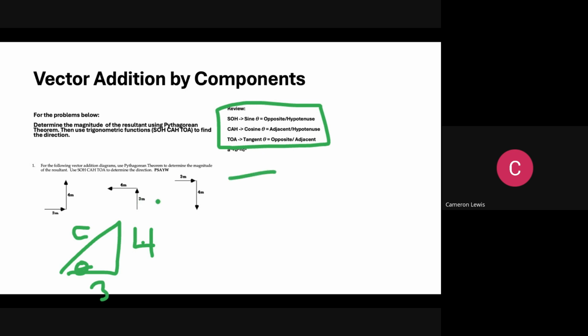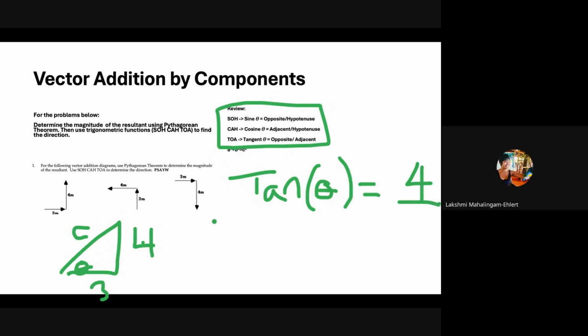This is how I'm going to use it. Tangent. Do I know the angle? No. So I'm going to leave it as theta, which is our angle. Do I know my opposite and my adjacent side? Yeah. So what's my opposite from this angle? 4. What's my adjacent? 3. So now I have it set up like this.